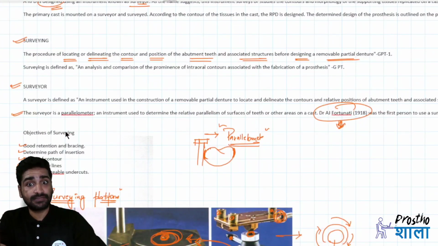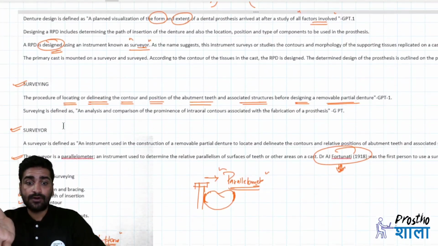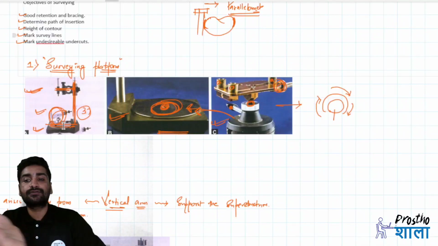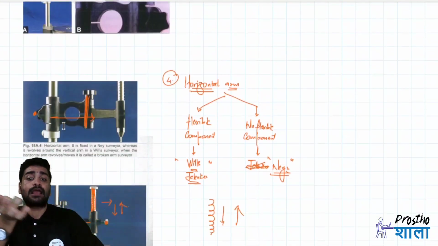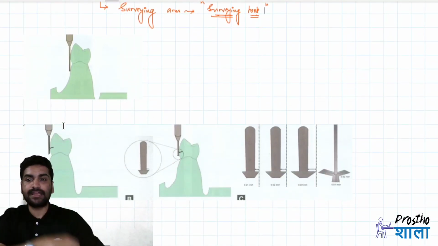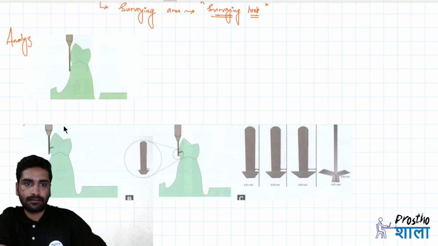See, surveyor comes as a 10 marker question, where you will have to start with the intro, definition, objectives, various parts, the diagram, the explanation of the parts, and then move on to the surveying tools. So if I talk about the first and foremost surveying tool, it is the analyzing rod. So what is analyzing rod?